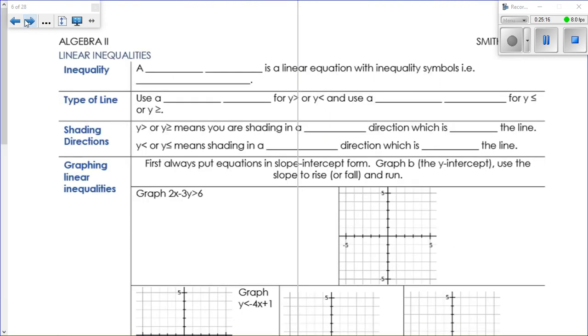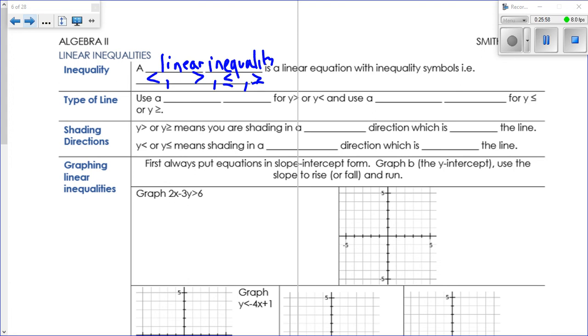Now, we're gonna look at linear inequalities. This is a review for you guys. It's awesome. So, a linear inequality is a linear equation with an inequality symbol. For example, less than, greater than, less than or equal to, and greater than or equal to. These are our inequality symbols.